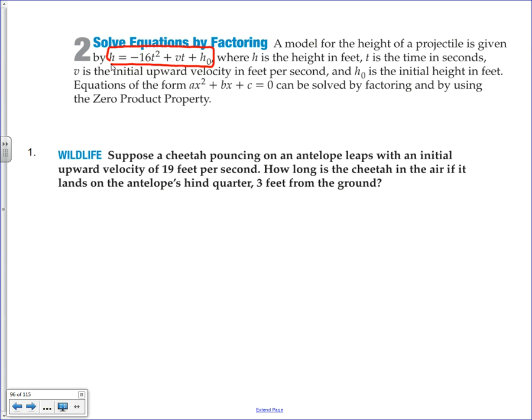It says, suppose a cheetah pouncing on an antelope leaps with an initial upward velocity of 19 feet per second. So I have my negative 16t squared. If it's 19 feet per second, that 19 is going right in here for the v. And how long is a cheetah in the air if it lands on the antelope's hind quarter 3 feet from the ground?